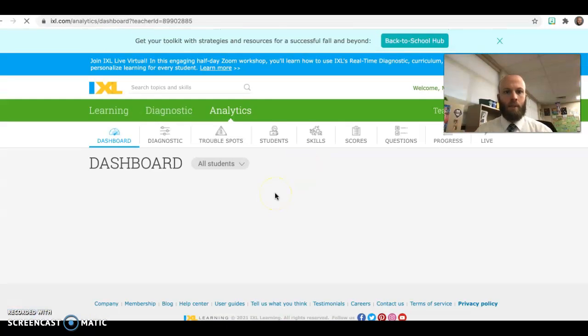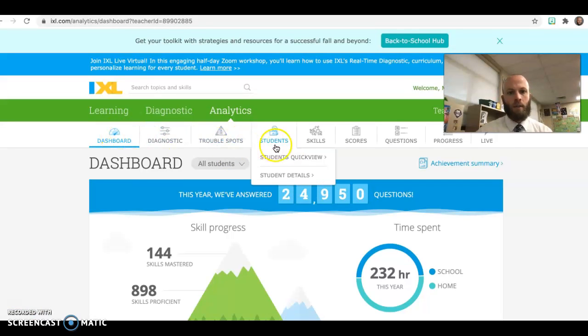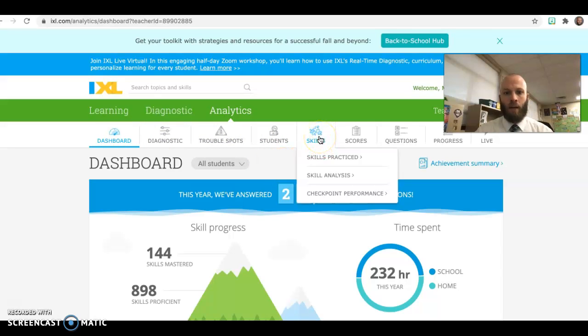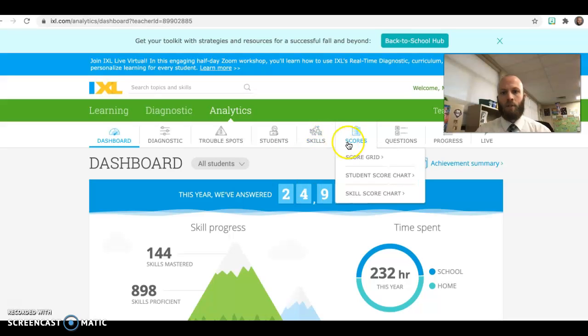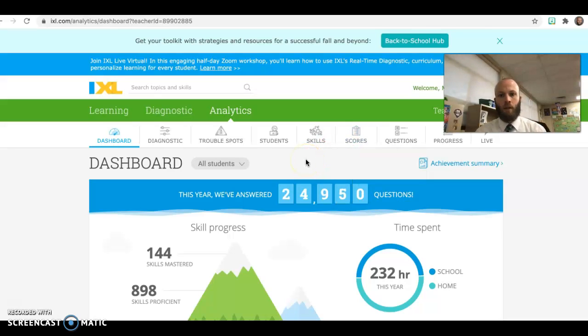Finally, then the analytics piece, lots of cool things in here. So you can see up at the top, we have trouble spots that we can click on so we can see students that are all struggling with the same skill. We can look at the skills practiced and the analytics based on those, and we can look at the score chart. So again, this allows me to accurately see who's scoring well on specific skills and who's not.